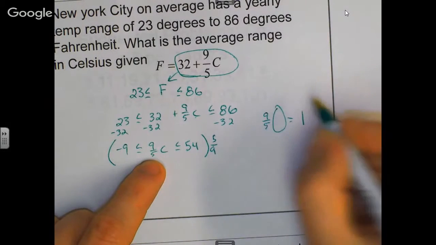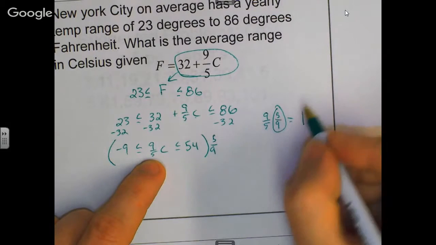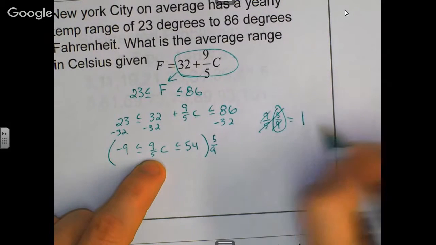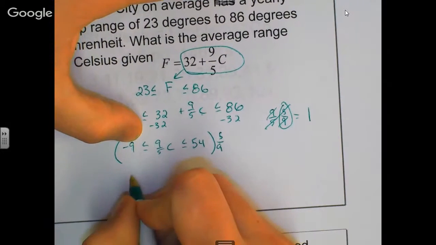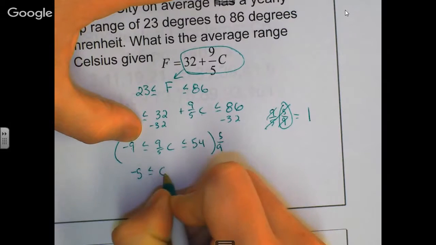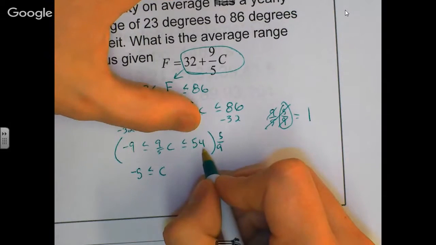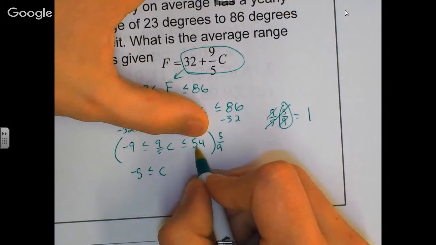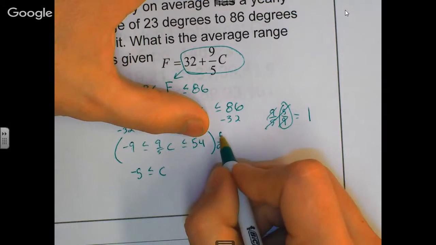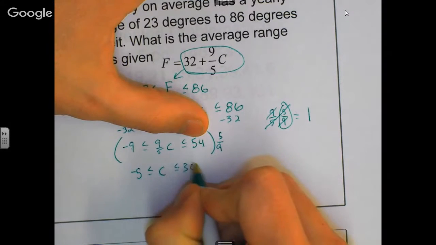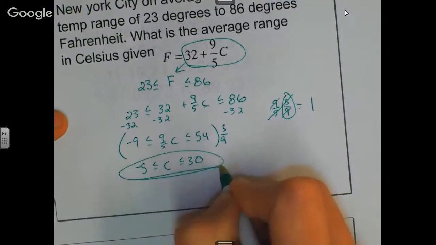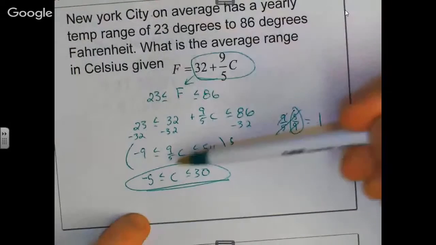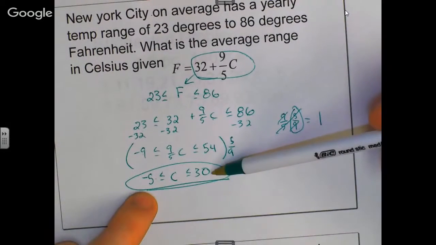So what do I have to multiply? Well, if I look at its reciprocal, those cancel and those cancel, and I'm left with 1. So I'll take negative 9 times 5/9, which is negative 5, C. And then I have 54 times 5/9, which is 30. So this tells me that in New York City, the temperature ranges from negative 5 to 30 degrees Celsius.